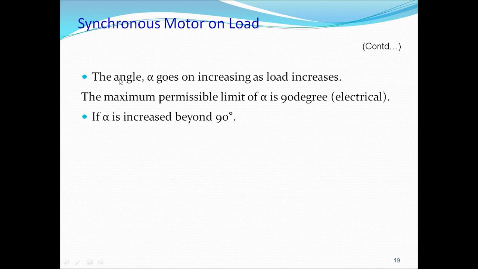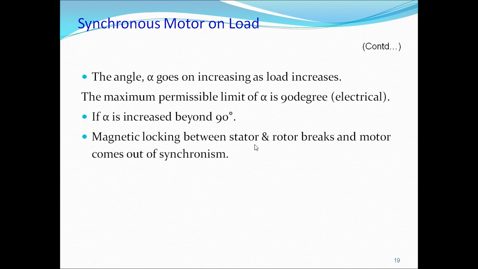If we increase the load more, then the load angle alpha increases. The maximum limit for this alpha is 90 degrees. So how can we increase the alpha? When we increase the load. When we increase the load, automatically the angle alpha increases.